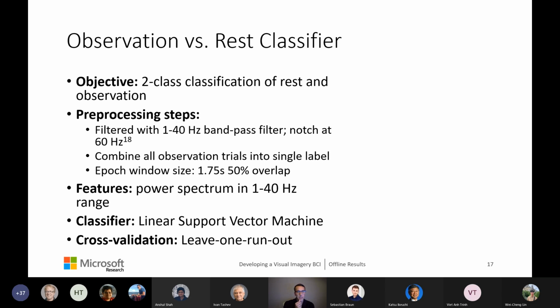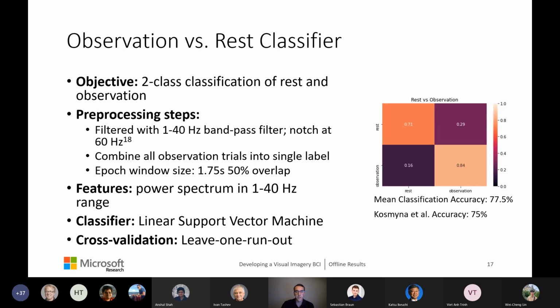The next thing that we looked at was an observation period versus rest classifier. The objective here was 2-class classification of rest versus observation periods. Most of it was the same, except we combined all of the observation trials into a single label. This seemed to work pretty well. We were able to pretty accurately predict whether they're resting versus looking at an image, around 77.5%, where Natalia was getting 75. So everything was going as we were expecting there.